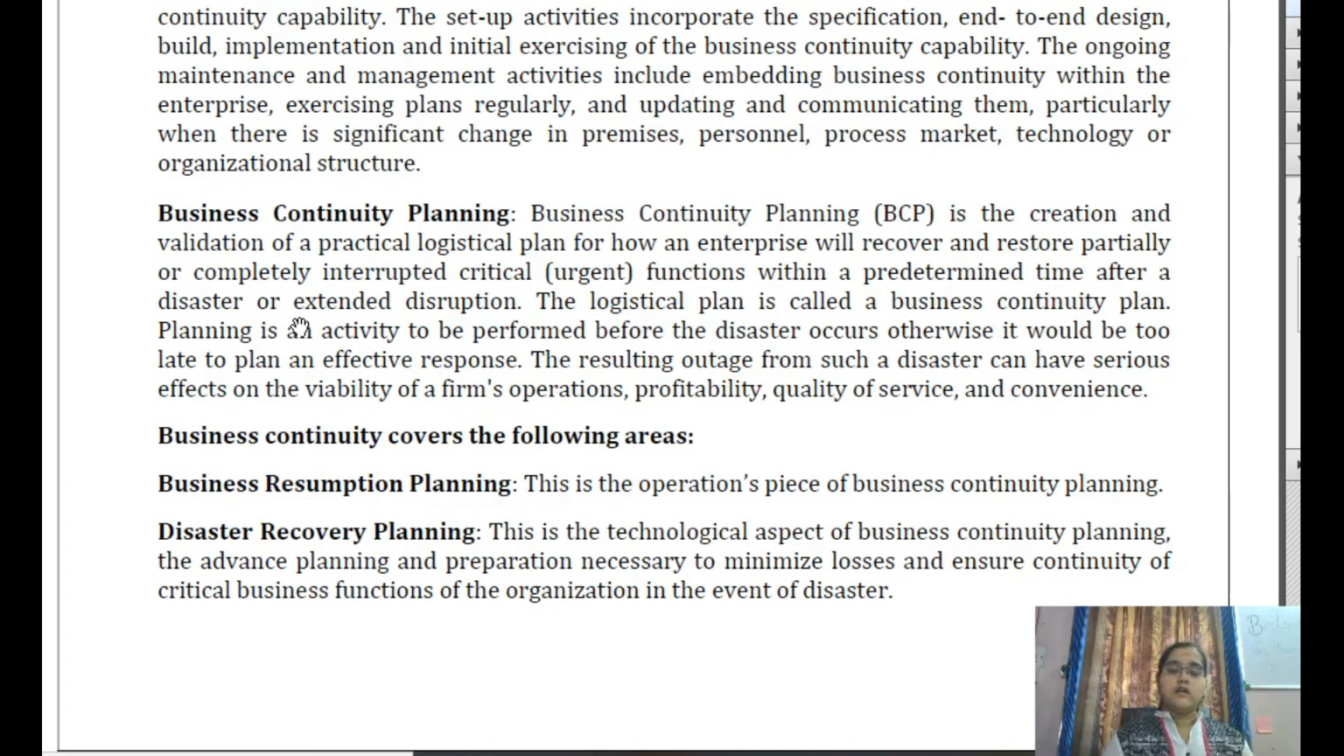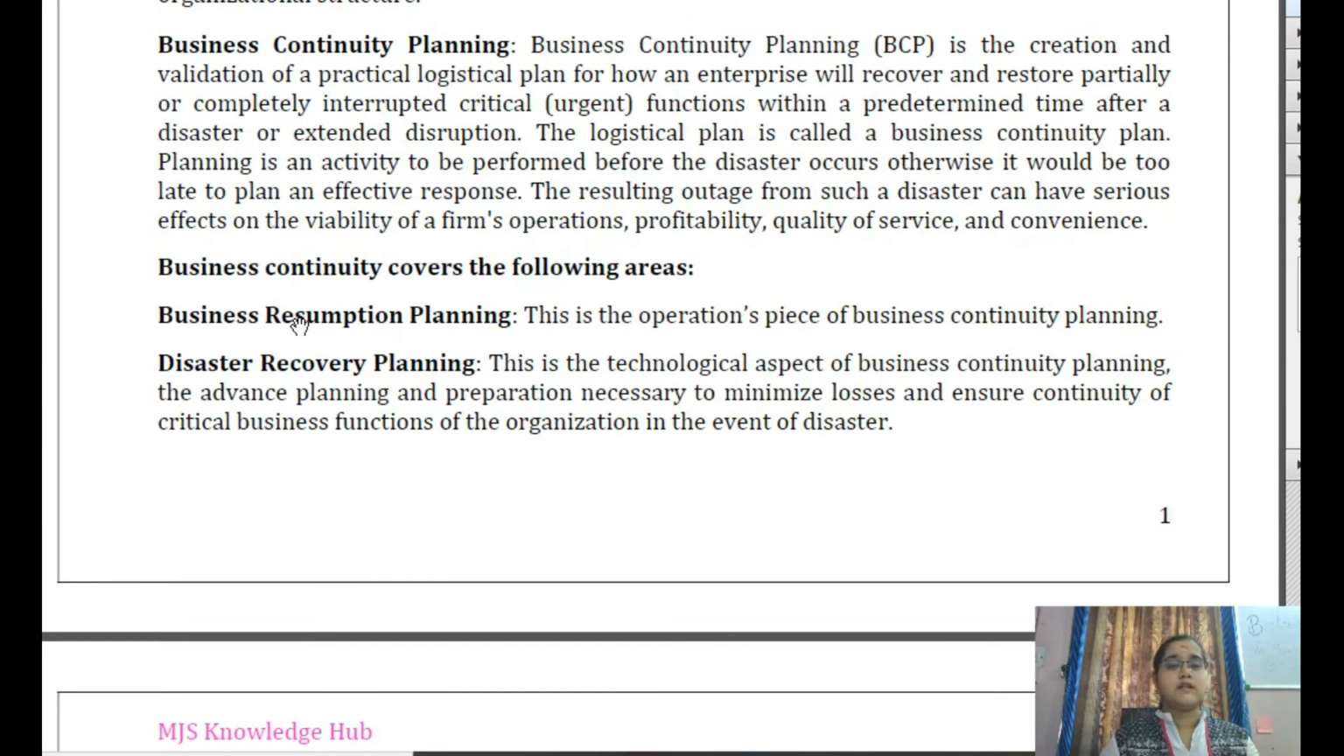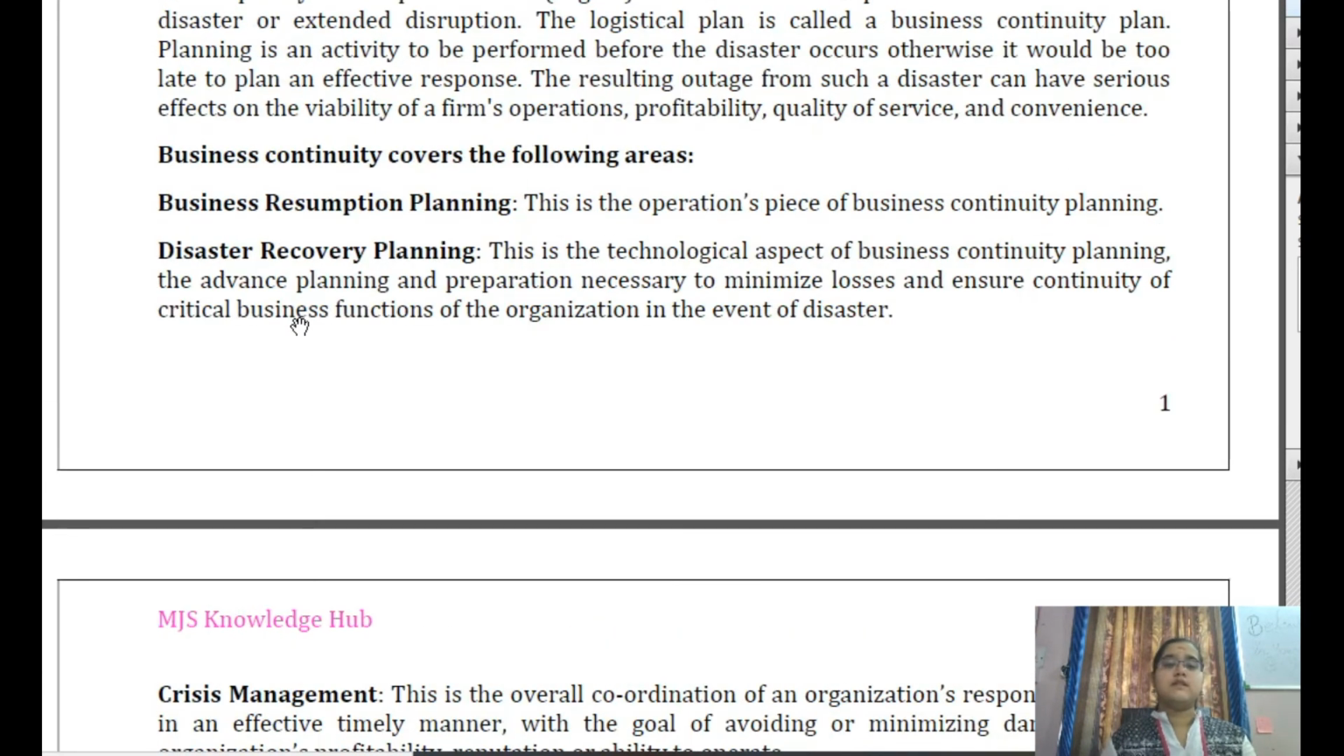So now the planning is done, and then the business is continuing and the systems are working, and business continuity covers other areas. What does business continuity cover? Business continuity means the ability of the enterprise to survive a disaster. So it contains business resumption planning, disaster recovery planning, and crisis management. Business resumption planning covers the operating part of the business, how fast the system operations are brought into action.